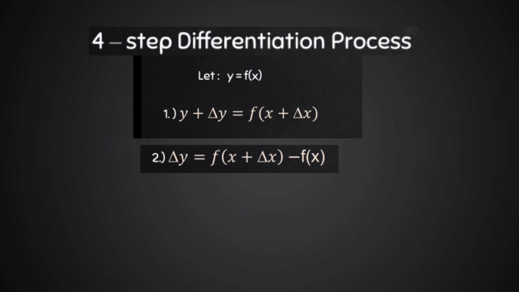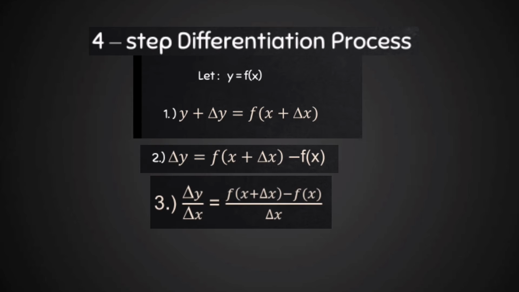So before you proceed to step 3, you need to make sure that there are no like terms, or you already combine them. You will understand more later by my example. And now for step 3, we will just divide by delta x. Both sides of the equation will be divided by delta x.